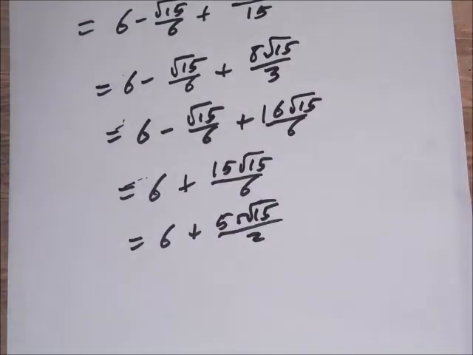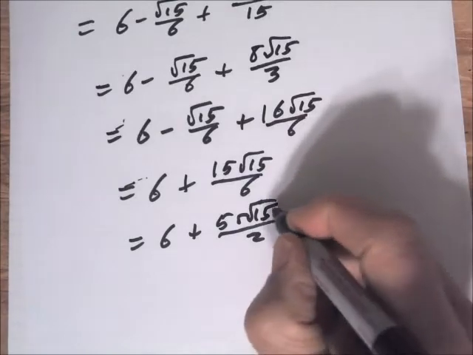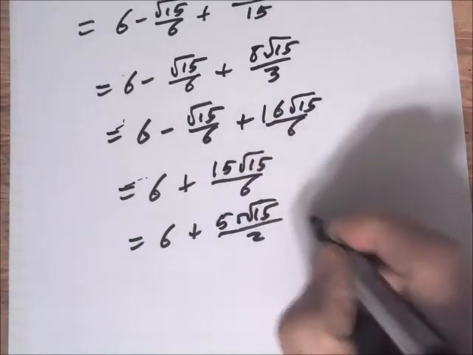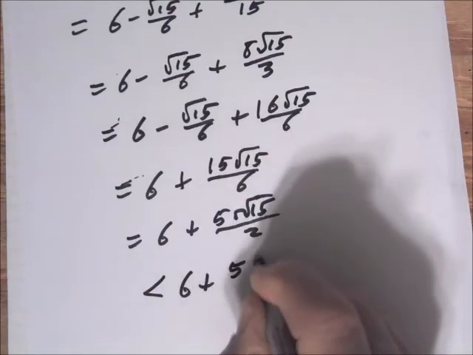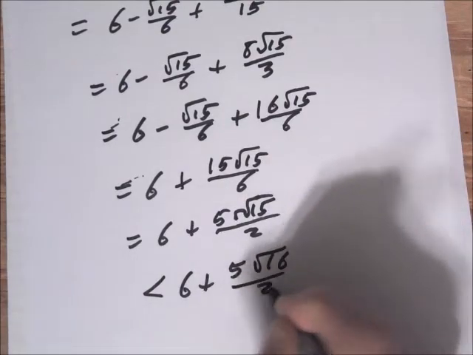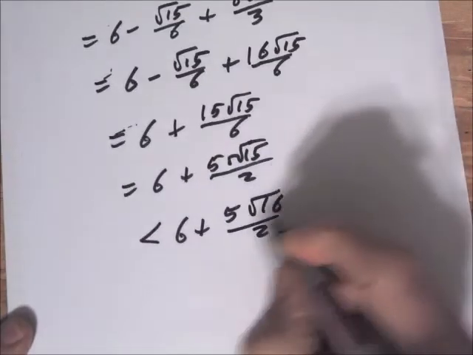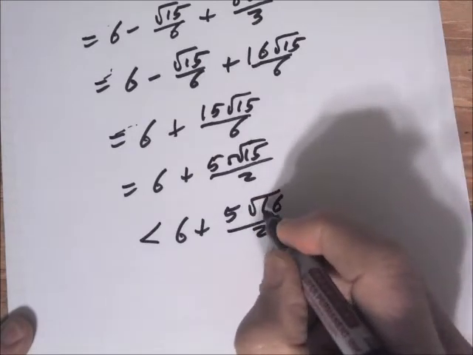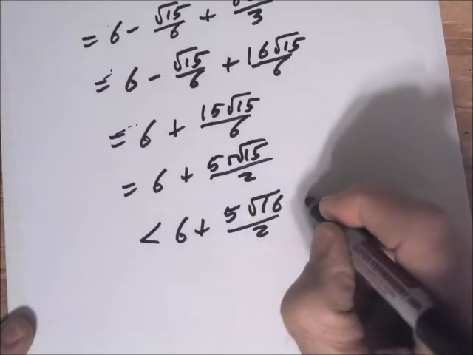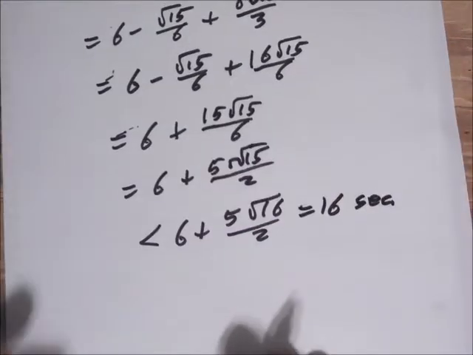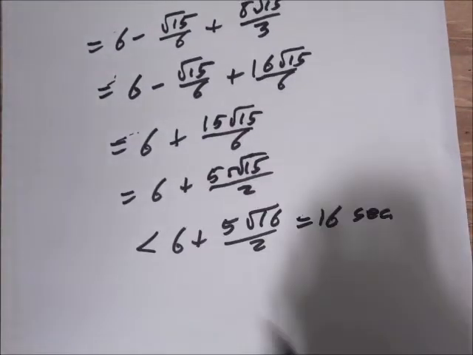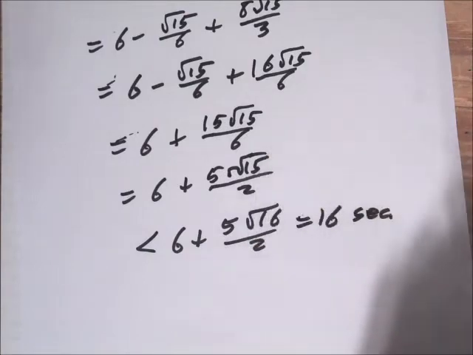We could put this in a calculator, or without a calculator we can still estimate with this. We know this is going to be less than 6 plus 5 root 16 over 2. Root 16 is 4. 4 times 5 is 20. 20 divided by 2 is 10. So this is going to be less than 16 seconds. If you put in a 16 here, you get 16 seconds.